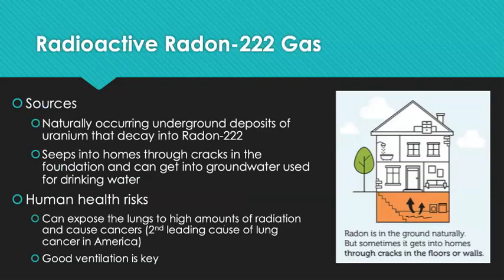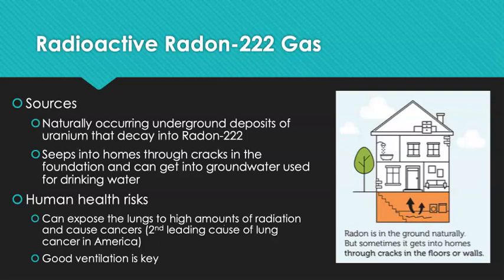One of the other major indoor air pollutants that is of concern is radon gas. And radon is something that is naturally occurring. It comes from underground deposits of uranium, which is radioactive. The problem is that uranium decays because it's not very stable into radon-222. And that particular gas is able to seep into homes, usually through cracks in the foundation, and can get into groundwater used for drinking water as well.